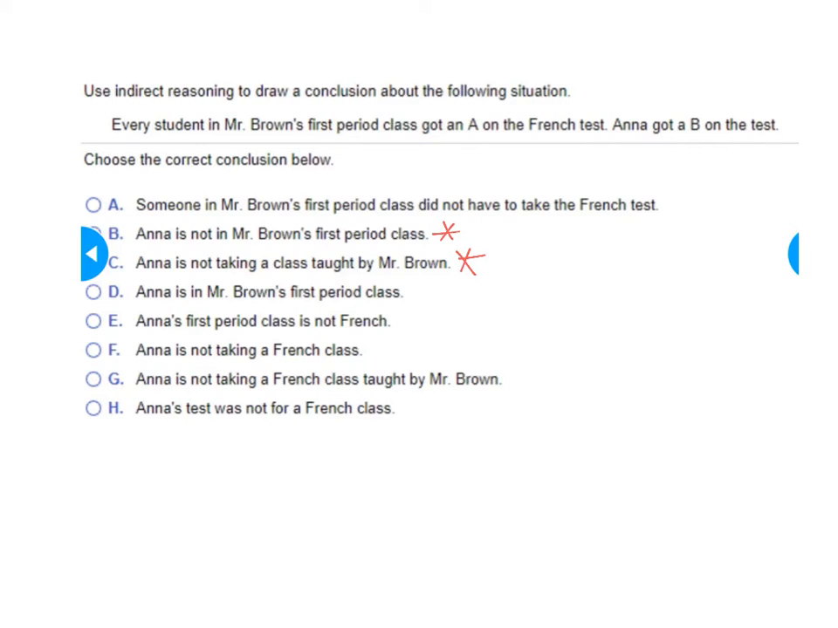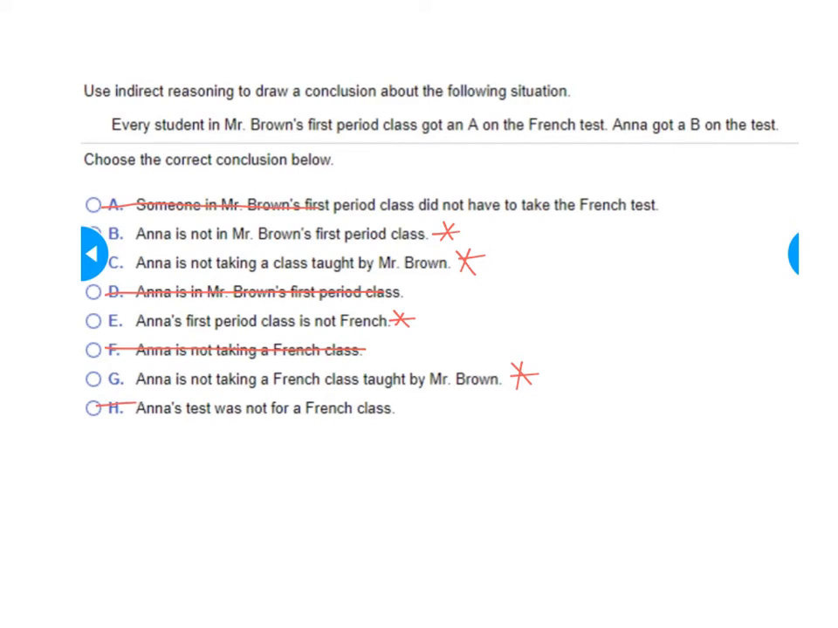Anna is in Mr. Brown's first period class. So I'm going to say no, because if she were, then she would not have gotten a B. Anna's first period class is not French. That would be a possibility. Anna is not taking a French test, but she took this test, so it can't be that one. So she did take this French test. Anna is not taking a French class taught by Mr. Brown. I think that could be it. And Anna's test was not for a French class.